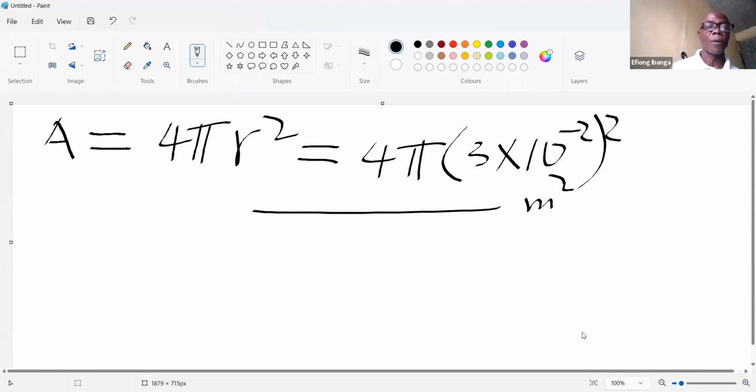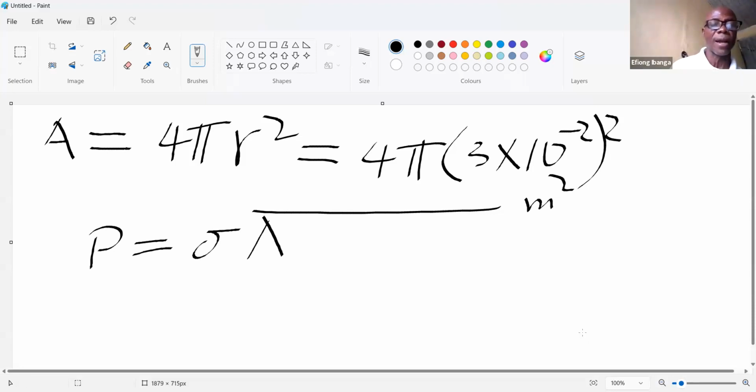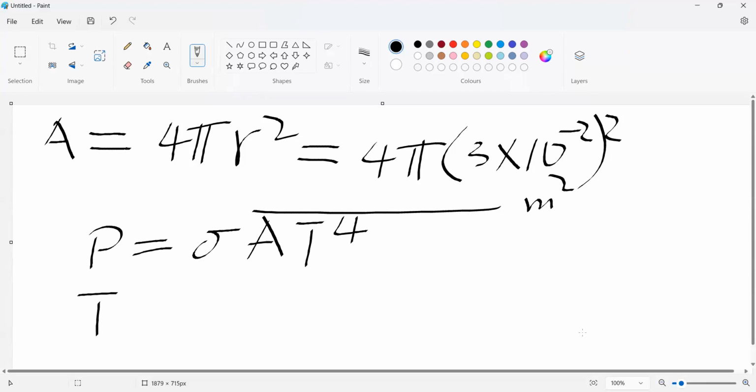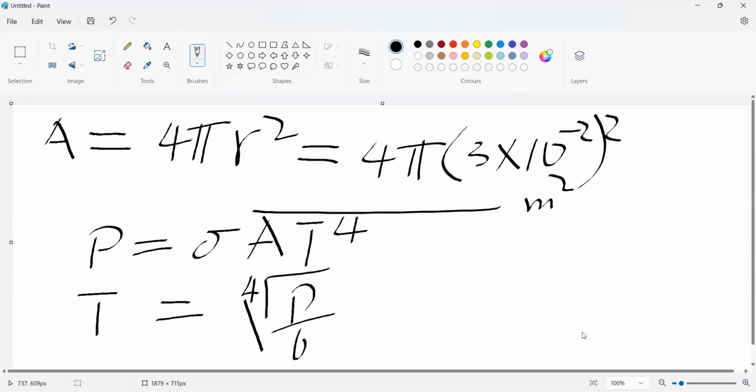So you substitute, and you are asked to find the temperature. So you know that your power is going to be equal to sigma, from what we have written, times area times T raised to power 4. So in other words, we are actually saying T is going to be the 4th root of the power all over sigma times area. Is that correct?